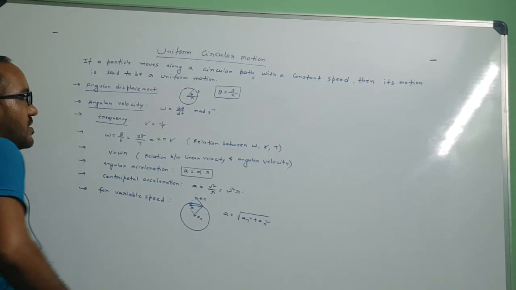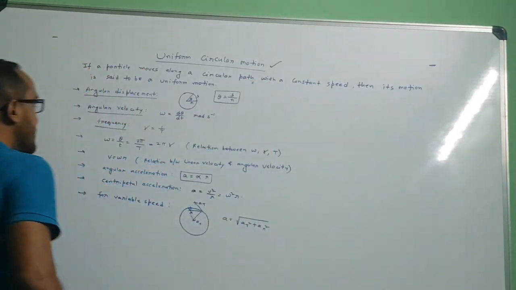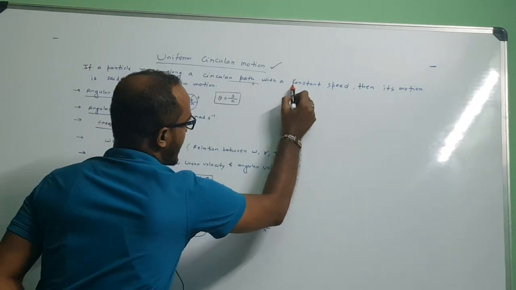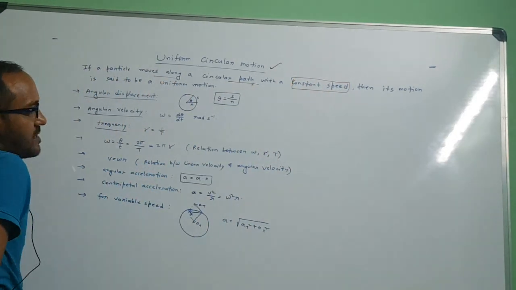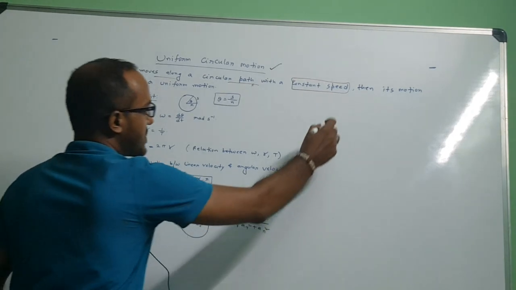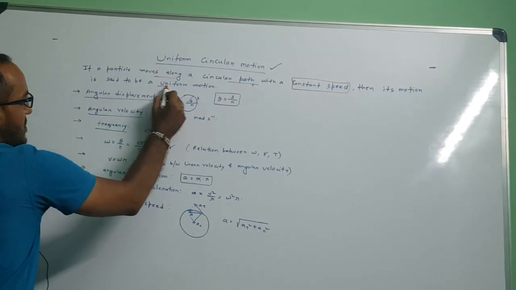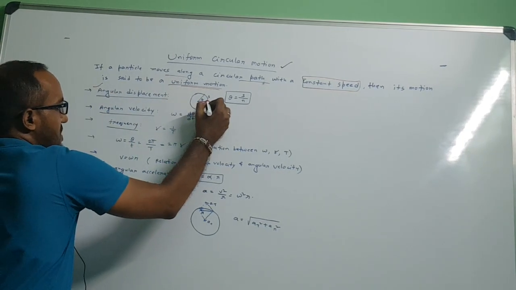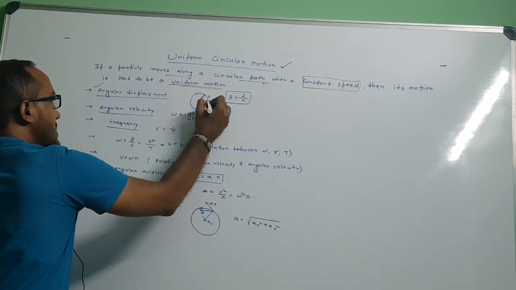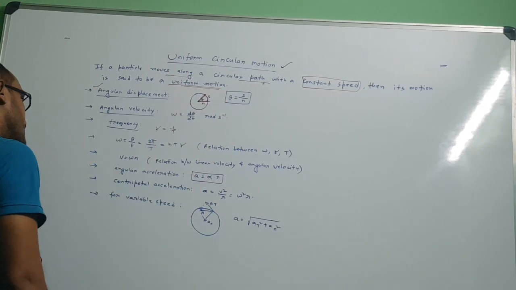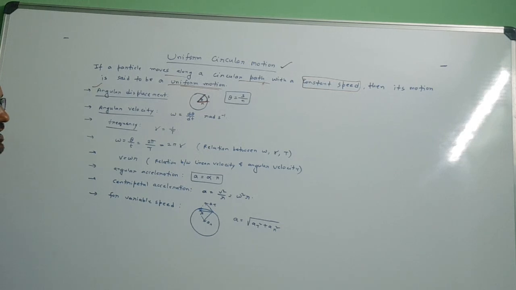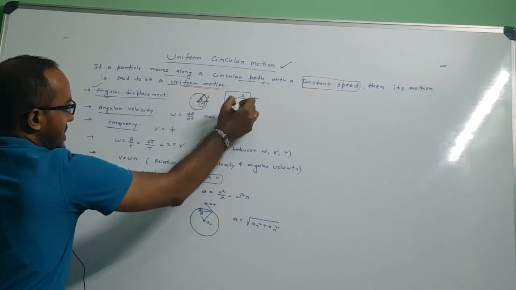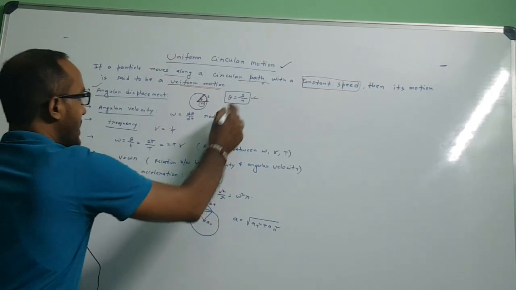So let us see our next topic, which is UCM, uniform circular motion. A particle moves along a circular path with a constant speed. That means speed is constant, but its direction is changing with time. Then its motion is said to be uniform circular motion. Now what is angular displacement? Angular displacement is the angle by which the object's radius vector turns. Here r is our radius vector. So theta is given by s by r, that is linear displacement by r.